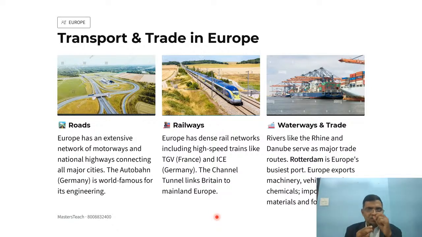So the Channel Tunnel links Britain and mainland Europe. Okay, you have to remember. Then waterways: rivers like the Rhine and Danube serve as major trade routes. Rotterdam is famous in Europe as one of the busiest ports. Through this, Europe exports machinery, vehicles and chemicals, and imports raw materials from developing countries and food from developed countries. This is the transport and trade in Europe.